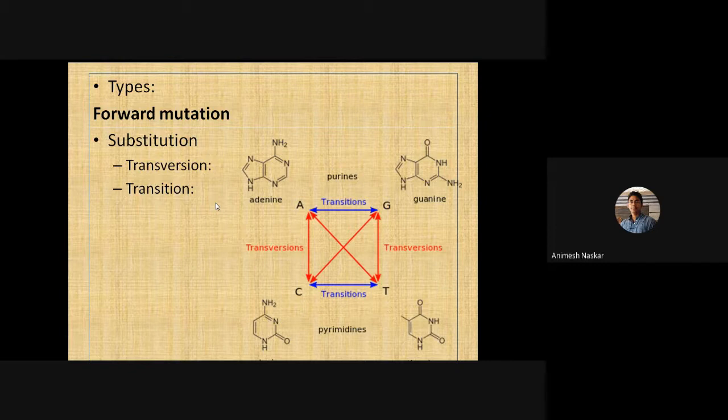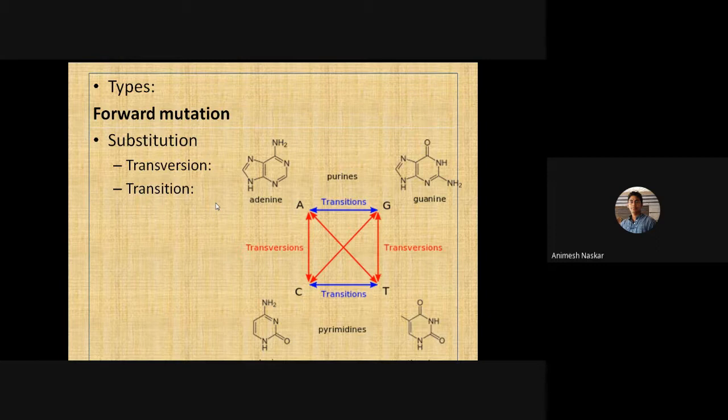Another type of mutation: again, mutation is the alteration of DNA base pairs, the DNA sequence. If any base, like adenine, guanine, cytosine or thymine, is replaced by another base, this is called a mutation. If any one particular base is changed or altered, this is called a point mutation. Point means dot. Suppose one particular base is mutated.